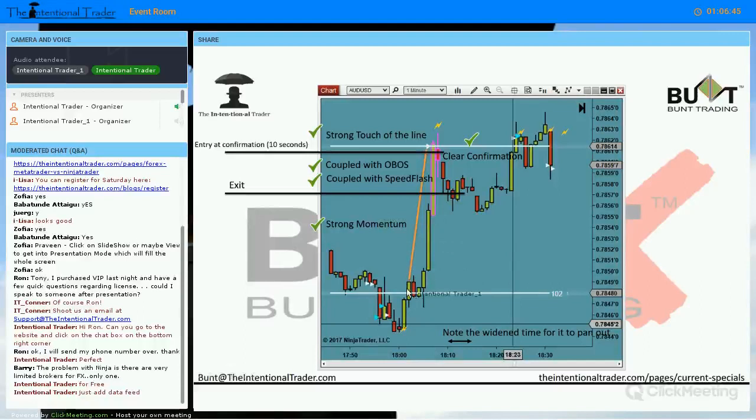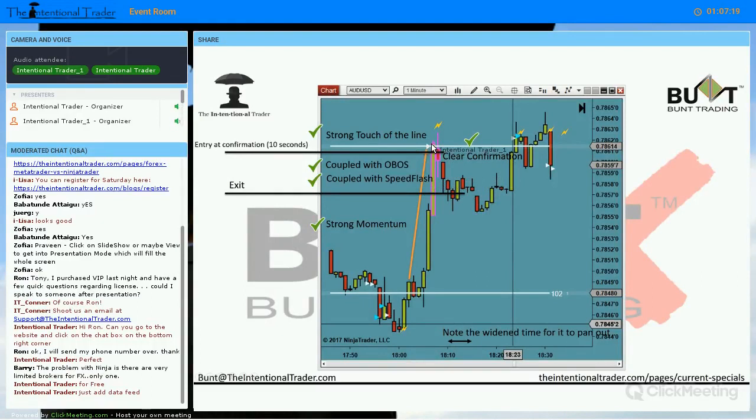So what we have here is a clean speed tick with the flash, which is a speed flash. So we have strong momentum coupled with a strong speed flash, coupled with the overs, and a strong touch of the line, and then we have a clear confirmation. And this took around 2 minutes to pan out, but it still worked out in the end. And we have to make sure that we're aware of what is happening.